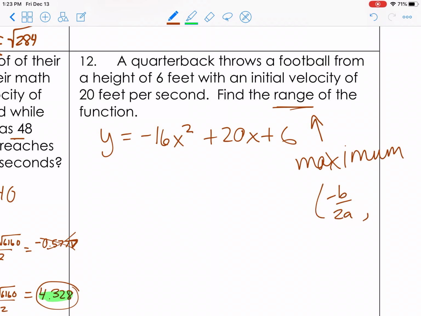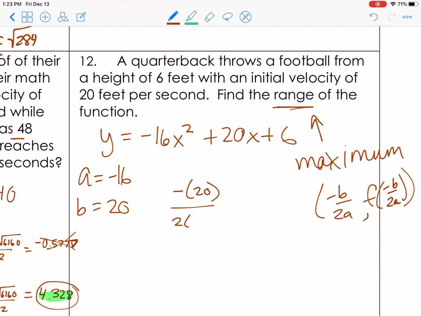So we're going to use the formula negative b over 2a, and then we're going to plug it in to find the second number in the vertex. Okay, so a is negative 16, b is 20, and c doesn't actually affect the first term of the vertex, so we'll ignore that for now. We're going to take negative b over 2 times a, and I got 0.625. So that's how long it takes for the ball to reach the highest point. That's our first number in the vertex.